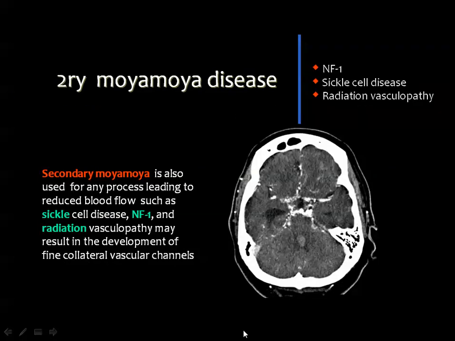Moya disease may be primary or secondary, and the secondary causes are usually the neurofibromatosis type 1, sickle cell disease, and radiation vasculopathy. All these diseases may result in progressive occlusion of the supraclinoid part of the internal carotid arteries and give the same picture of moya disease as the primary one.